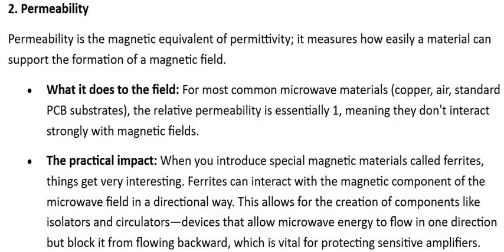What it does to the field. For most common microwave materials, copper, air, standard PCB substrates, the relative permeability is essentially 1, meaning they don't interact strongly with magnetic fields. The practical impact. When you introduce special magnetic materials called ferrites, things get very interesting. Ferrites can interact with the magnetic component of the microwave field in a directional way. This allows for the creation of components like isolators and circulators, devices that allow microwave energy to flow in one direction but block it from flowing backward, which is vital for protecting sensitive amplifiers.